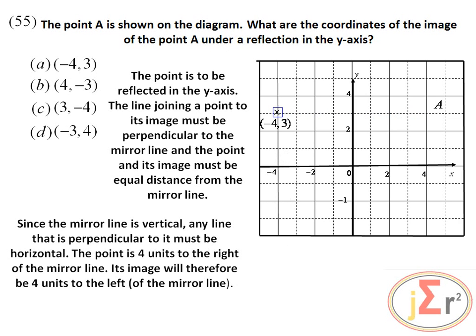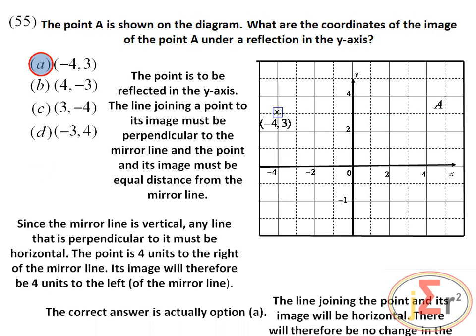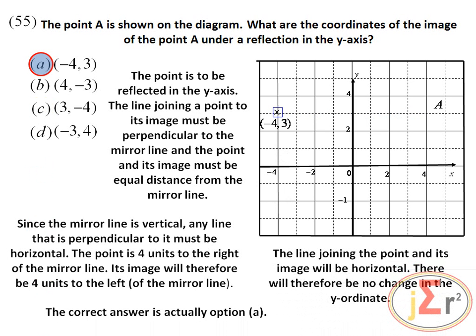Right, and that point is negative 4, 3. The correct answer is actually option A. The line joining the point and its image will be horizontal. There will therefore be no change in the y-ordinate.